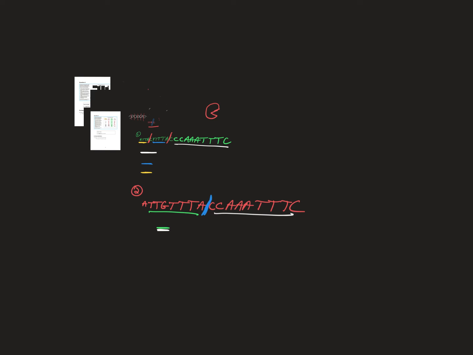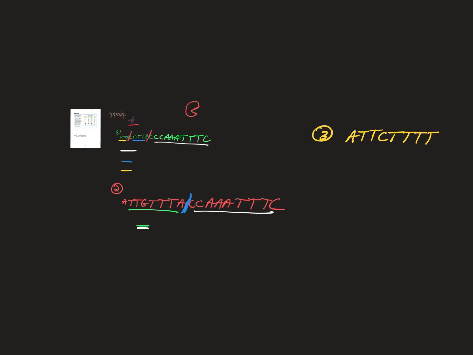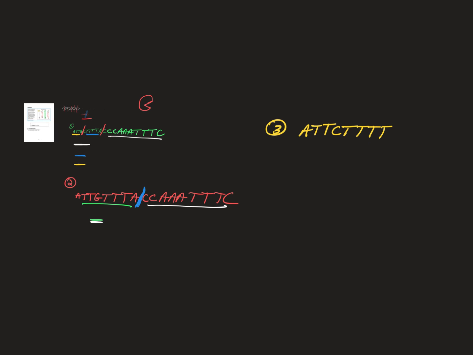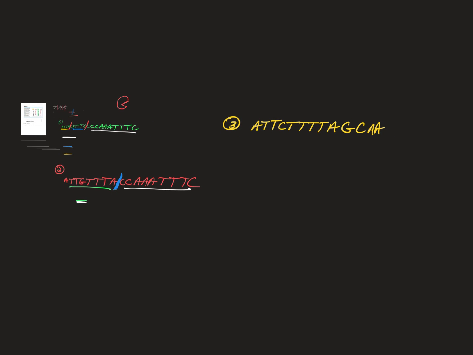And then what if you had a third example, like the problem we just had? And this third allele had A, T, T, C, let's say T, T, T, T, A, G, C, A, T, T, C.